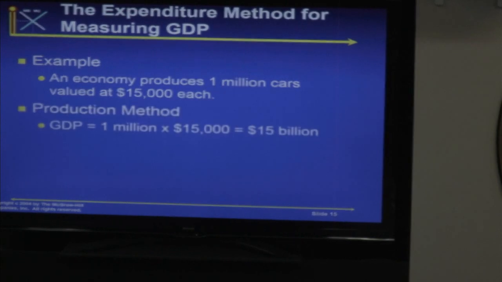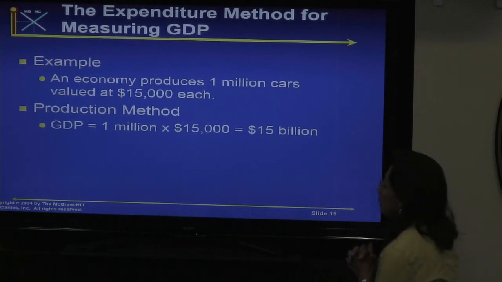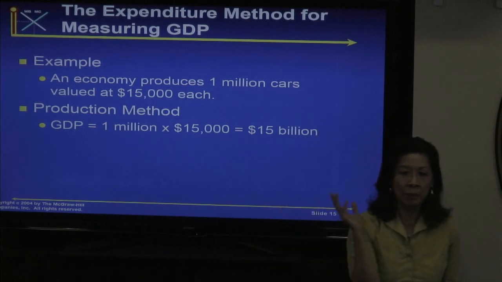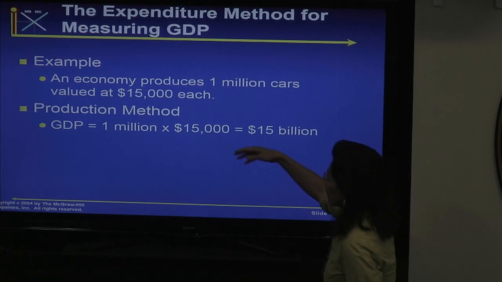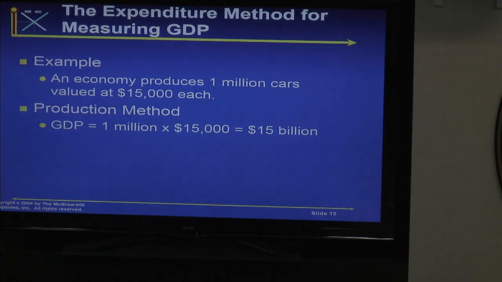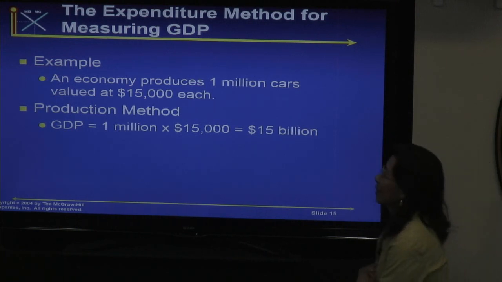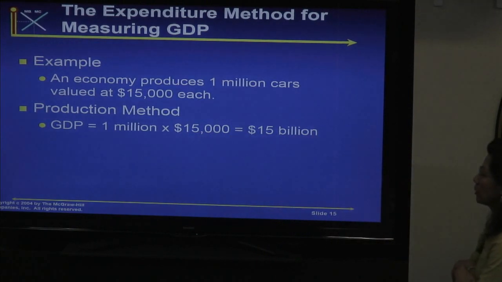Okay. Now I want to come back to stretch your understanding of this equation, the second one: GDP equals C plus I plus G plus NX. So let's look at one example. In this example, we want to compare two methods, the production method and the expenditure method, and the conclusion will be the same. We get the same number. For example, if there's an economy that produces only 1 million cars, and the value of the car is 15,000 each. It's kind of cheap, isn't it? Now, if you use the production method, it's very straightforward. Take 1 million times 15,000, you get 15 billion.